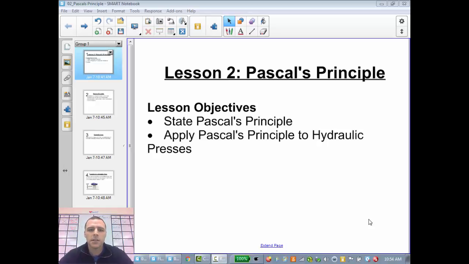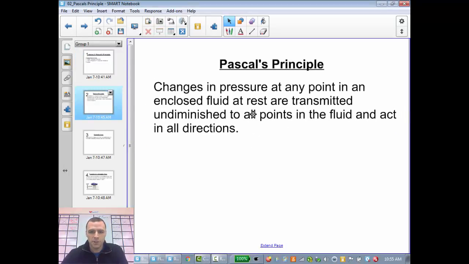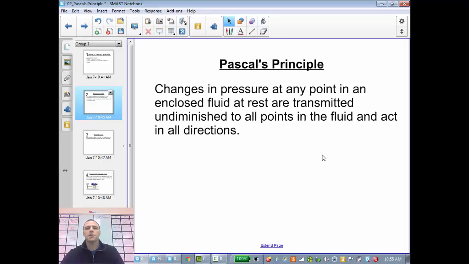In this lesson, we will use some of the information that we learned from lesson 1, and we will state Pascal's principle, and most importantly, we will learn how to apply Pascal's principle to talk about something called the hydraulic press. So to get things started, Pascal's principle, just stated, is changes in pressure at any point in an enclosed fluid at rest are transmitted undiminished to all points in the fluid and act in all directions.